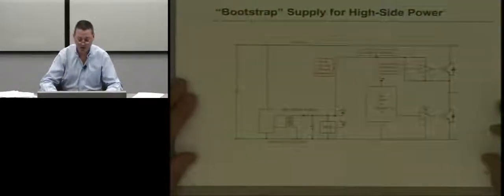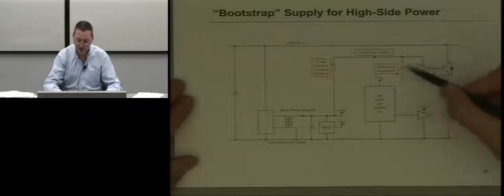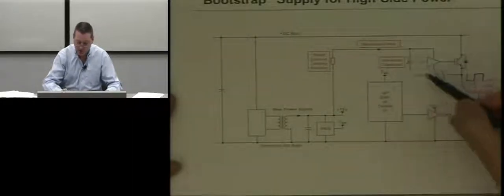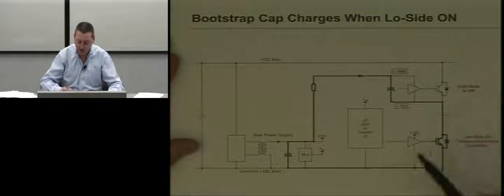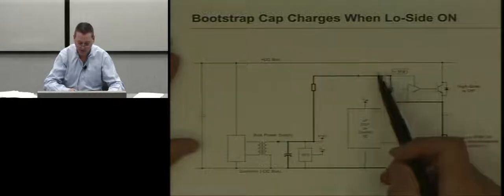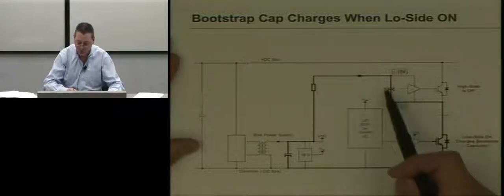Another lower cost way to do this is what's called bootstrap. The concept here is that I have a capacitor that provides a temporary reservoir of energy, and as I switch the output on and off, when this output is low, when this device is on, I can charge this. I have a better slide here. So when the low side is on, let's just say for all practical purposes I'm at 0 here, I'm at about 15 volts here, that's my bias supply. So through this diode resistor network, I charge this back up.